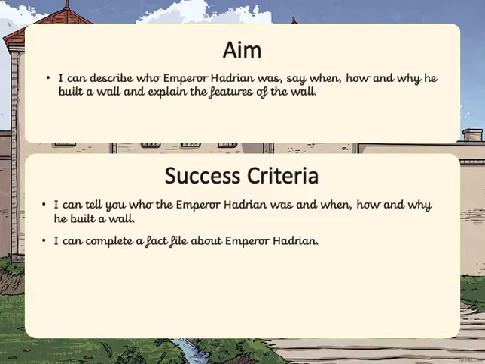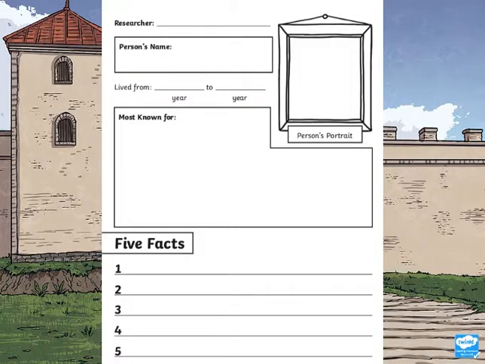We are going to aim to describe who Emperor Hadrian was, say when, how and why he built a wall, and explain the features of the wall. To be successful, you are going to be able to tell me or anyone who asks you who the Emperor Hadrian was, and when, how and why he built the wall. You are also going to be able to complete a fact file about Emperor Hadrian. And our fact file is going to look like this.